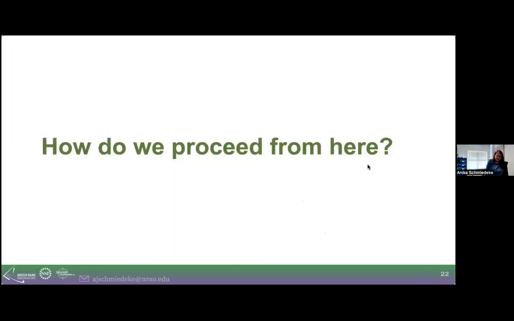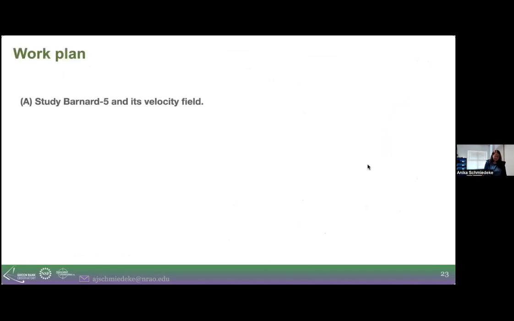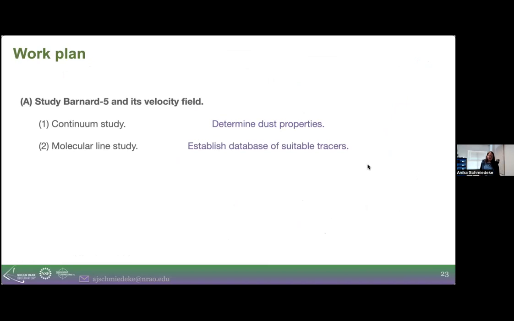So how do we proceed from here? Well, actually I should say how do I proceed from here, because my plan now is to investigate first the Banner 5 region more, especially the velocity field of this. So I'm in the process of doing a continuum study just to get the general properties of this region better defined and determined. And then the plan is to follow this up by a molecular line study to establish a database of tracers that would allow us to trace these different filamentary structures. Not every molecule out there will trace the same structure. So you have to look at which molecule gives you what you're looking for, basically.